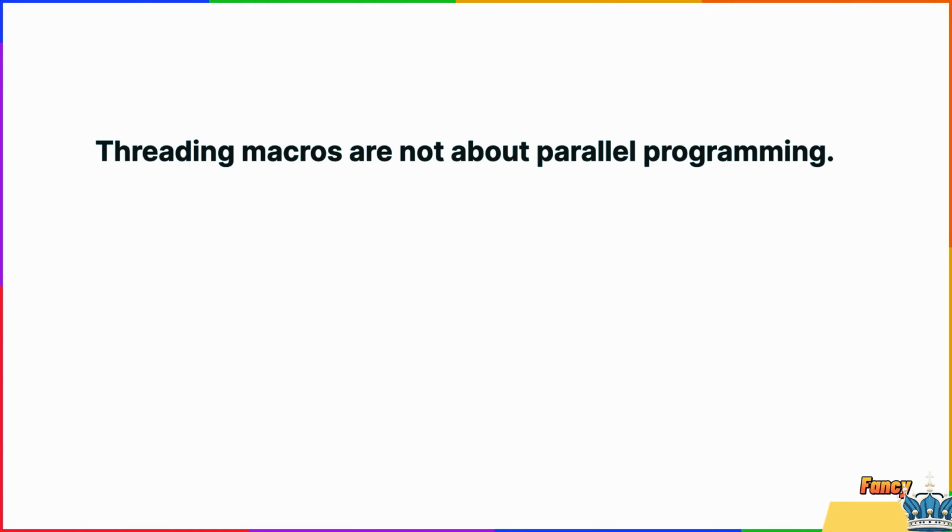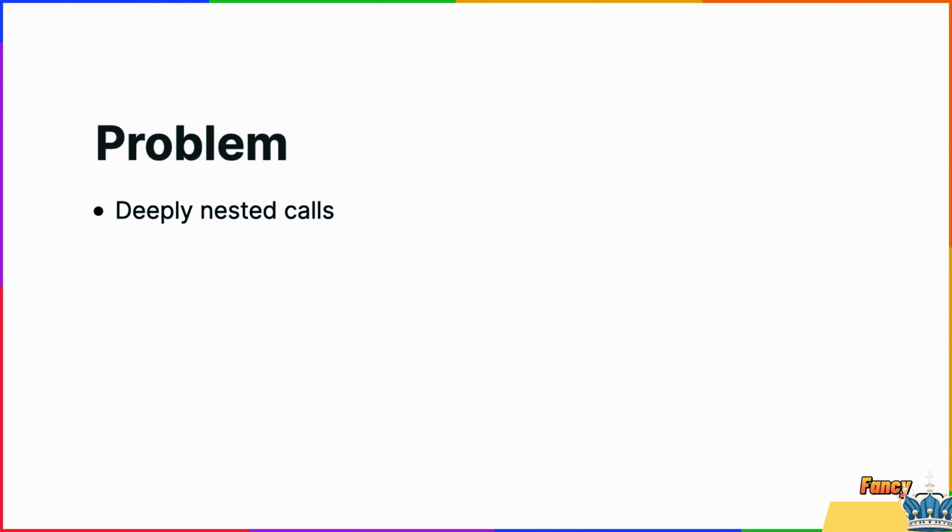Threading macros. The term thread has got nothing to do with parallel programming here. Thread is an expression for a linear series of operations like pearls on a thread. As your functions grow in complexity, the readability of code gets affected.